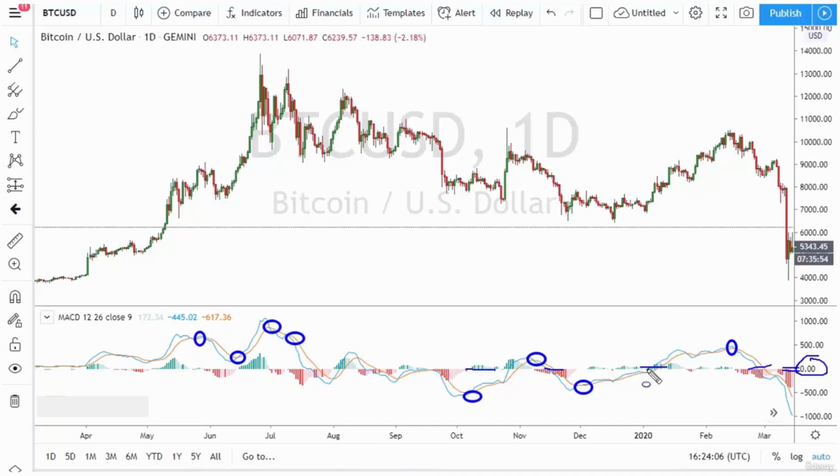So a way to filter that out is typically to aim for high or low crossovers. Ignore these ones, but try to find the ones that are much higher. And then some people will use it as divergence.